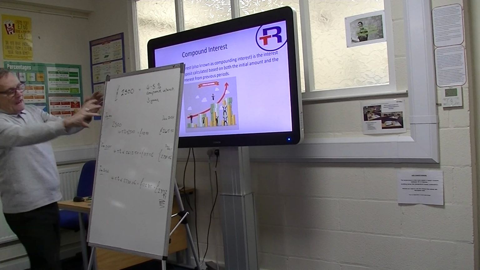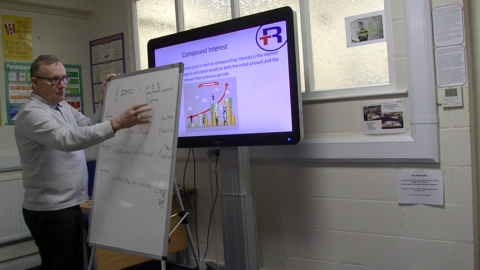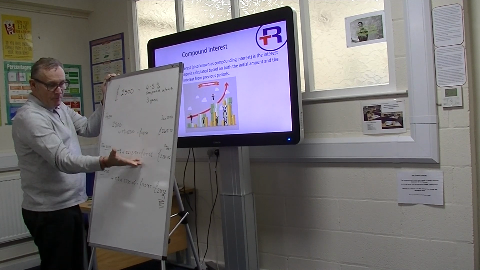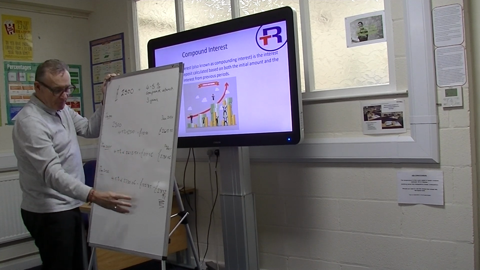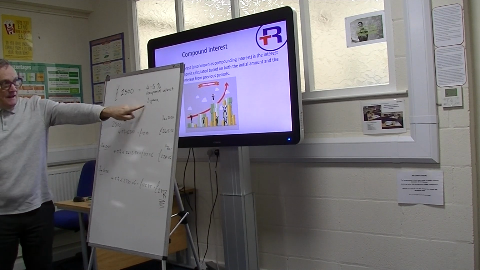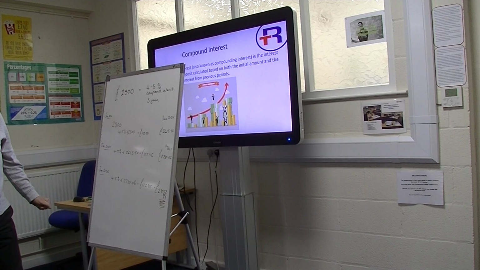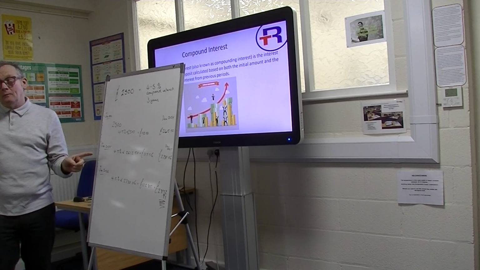So you start with your original figure, you work the percentage out to get a new figure, and then you just repeat that using the new figure for the second year, using the new figure for the third year, and so on and so forth, for however many years the question tells you. In this case it was 3 years. There is a quicker way of doing that.